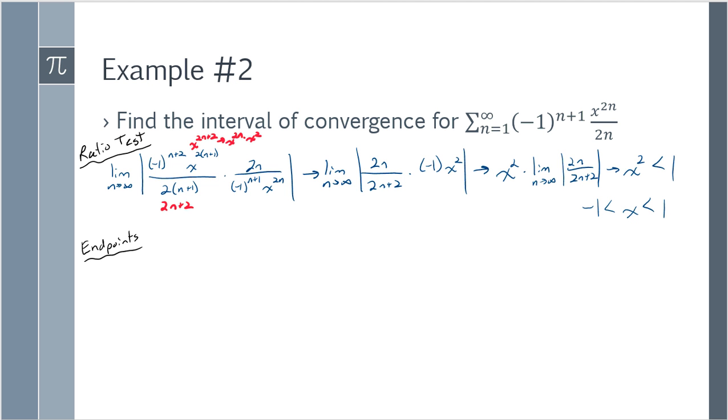One of my endpoints is -1. So I'm going to plug -1 in for x in my series. I have the series where n goes from 1 to infinity of (-1)^(n+1) times (-1)^(2n) over 2n. Well, let's do some algebraic simplifying on my series. (-1)^(2n) means it's -1 to an even power, because no matter what I plug in for n, 2n will be an even number. -1 to an even power is always 1.